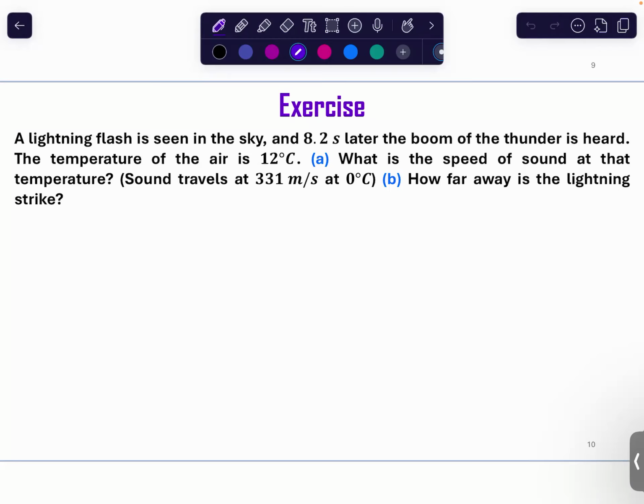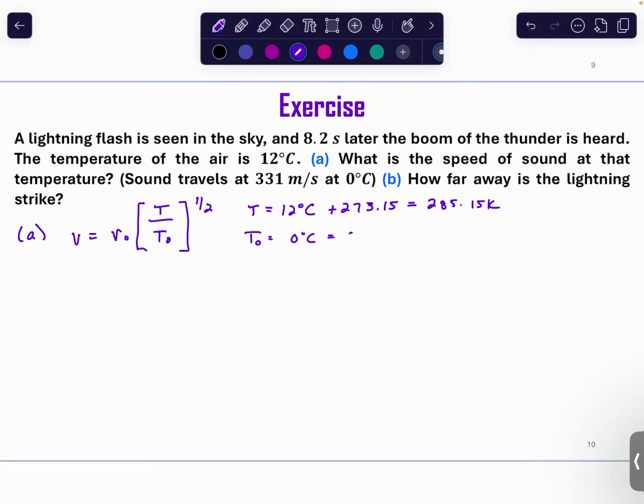Lightning flash, you see it, then you hear it later. Okay, so part A, what is the speed of sound at the temperature of the air, 12 Celsius? Then we have the temperature dependence of sound in the gas. And so the sub-zero is a reference velocity and temperature that we can look up. So what? We get 285.15 Kelvin.